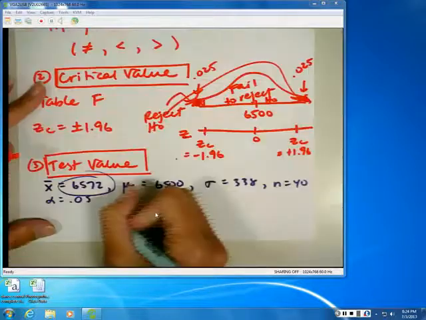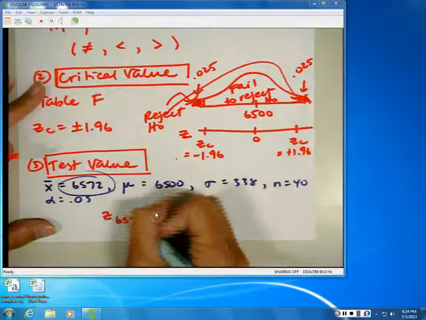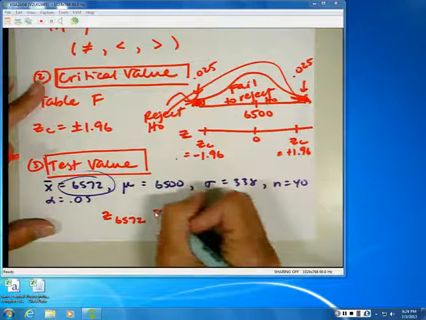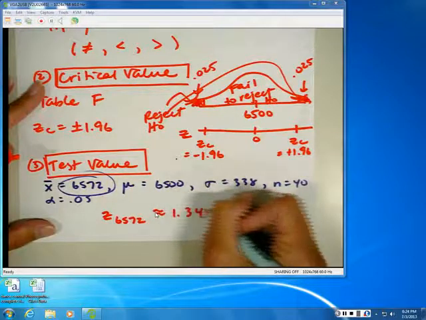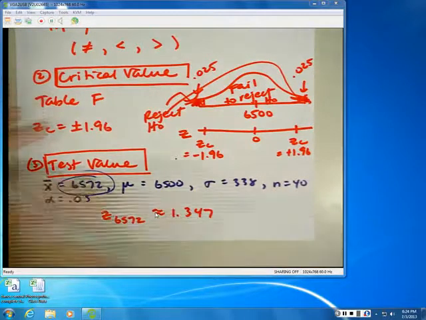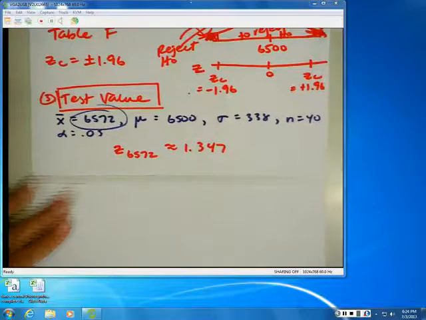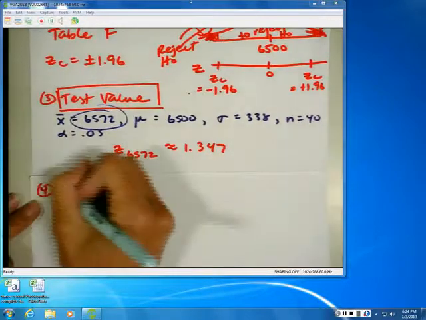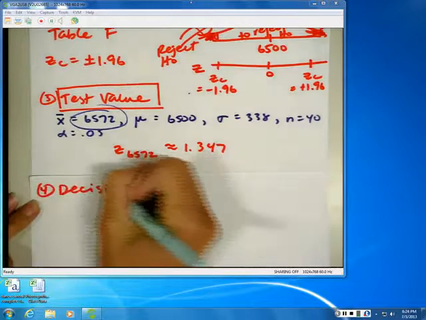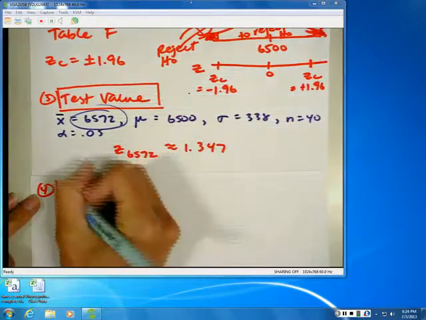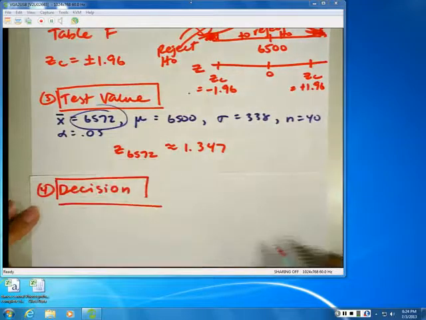This is the z-score for 6572, 1.347. So I've got steps 1 through 3 done, and I'm ready for step 4, which is my decision. So step number 4, decision. You can mix 2 and 3 up, those steps. The order isn't important, but your decision is always next.